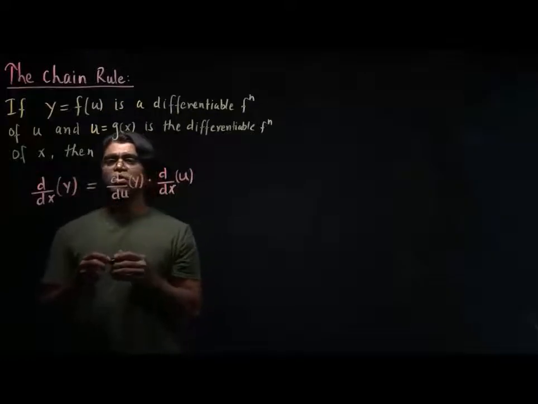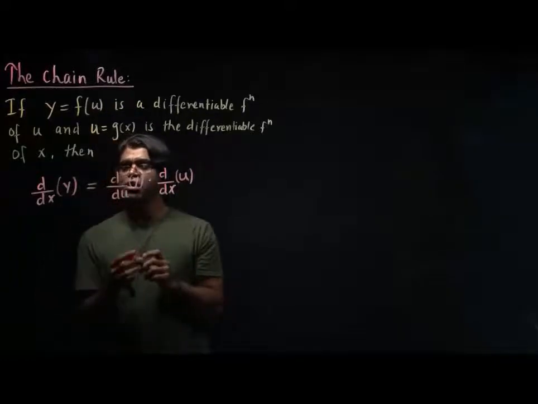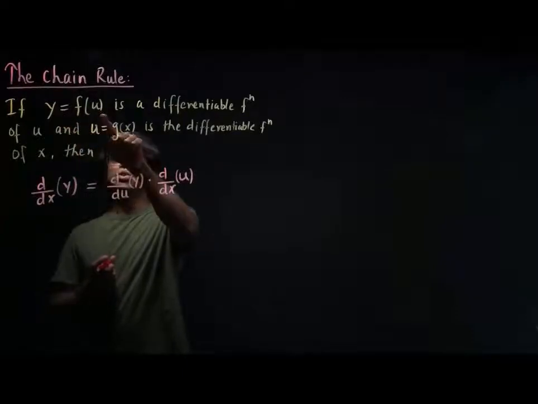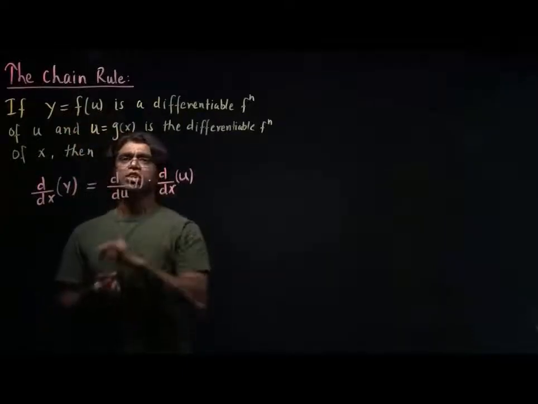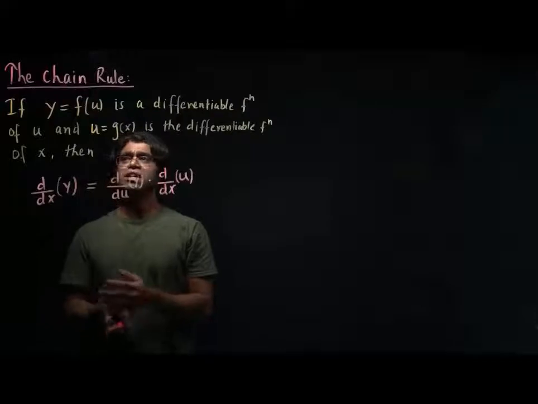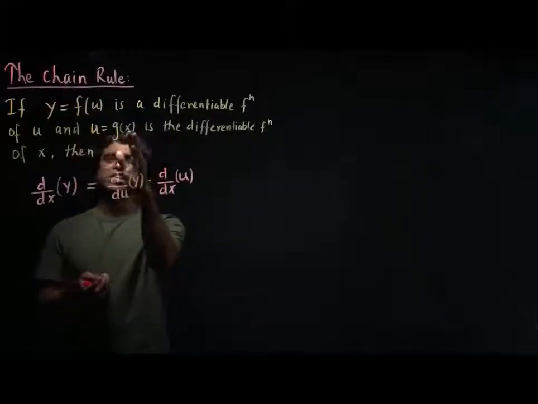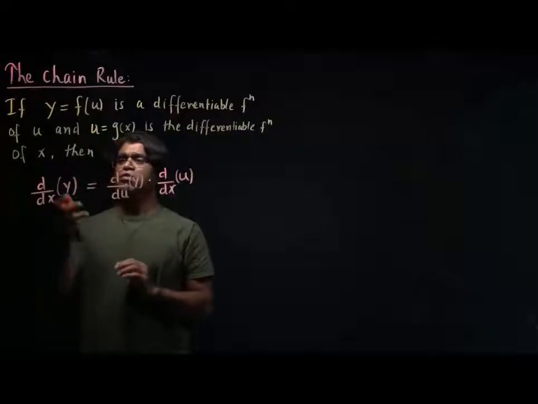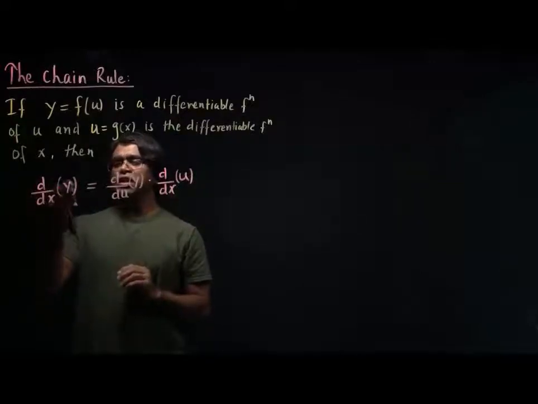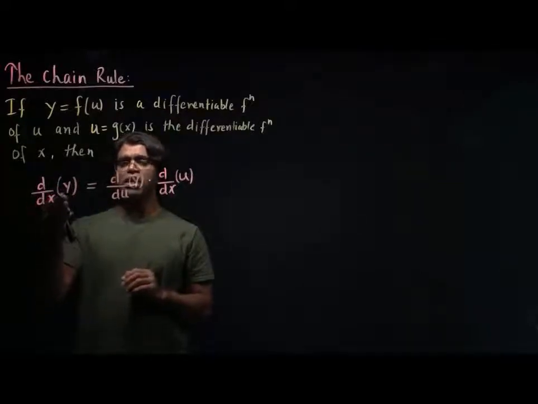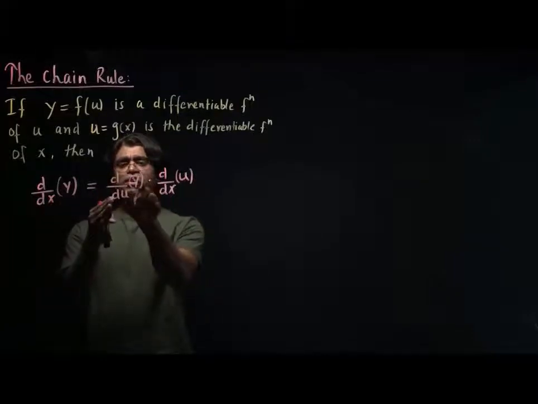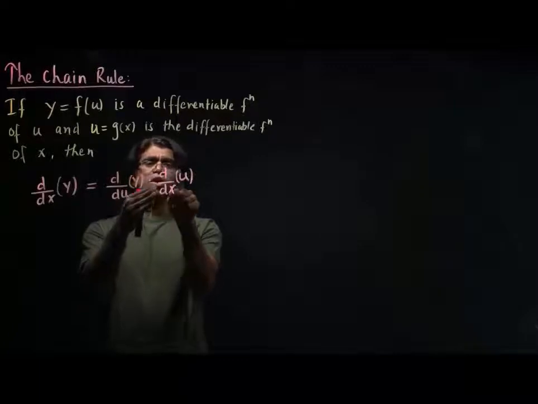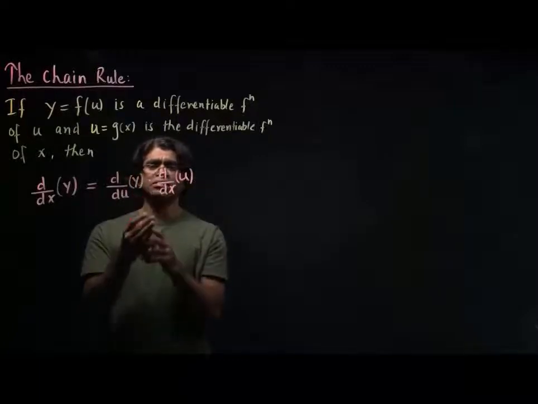So let's try to understand this term right here. As you can see, y is a function of u and u is a function of x. So basically, y is a function of x, but it's a composite function, right? If I want to find the derivative of y, I need to differentiate y with respect to u times I need to differentiate u with respect to x.